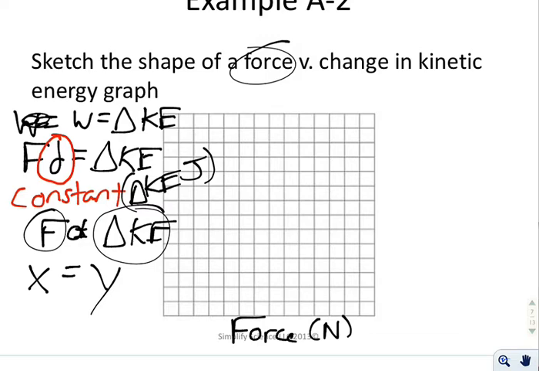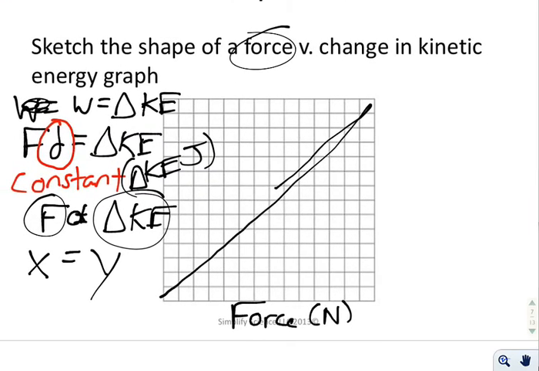What does a y equals x graph look like? It is a linear graph, a straight line graph. As a result of the straight line, with every doubling of the force, you're doubling the change in kinetic energy. With every tripling of the force, you're tripling the change in kinetic energy. So it's a direct relationship.